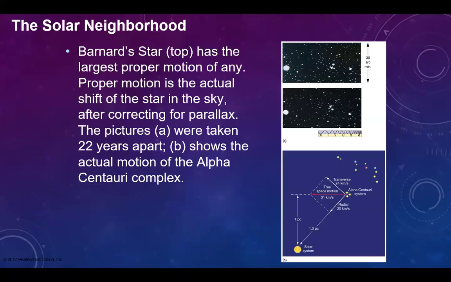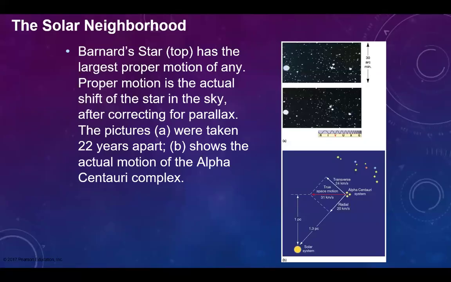So the other thing we can talk about is something called proper motion. And that is how much the star is moving across the sky, independent of parallax. So the star with the biggest proper motion of any star, this is the actual shift of the star in the sky after correcting for parallax. Basically, you can just wait a year and measure again and see how far it's moved.